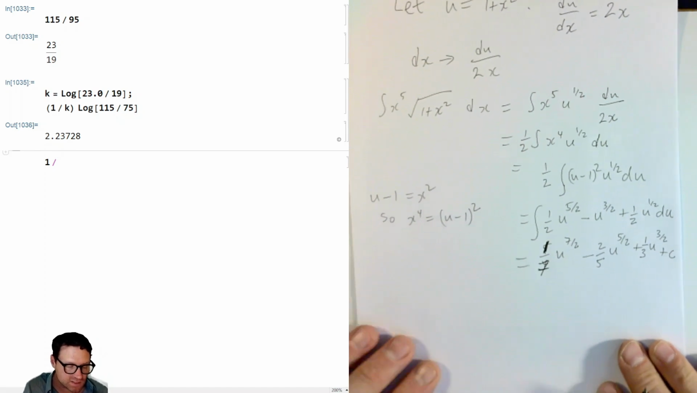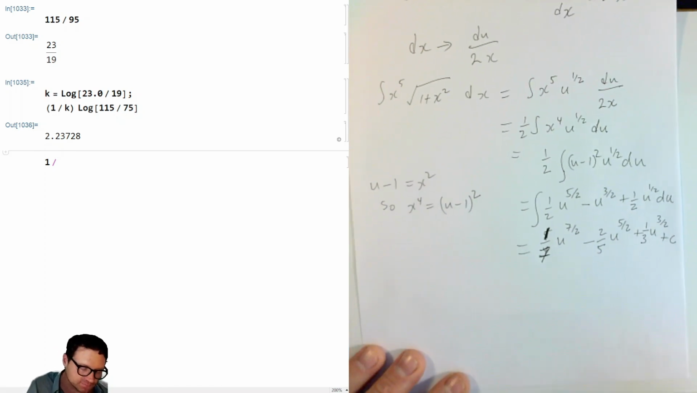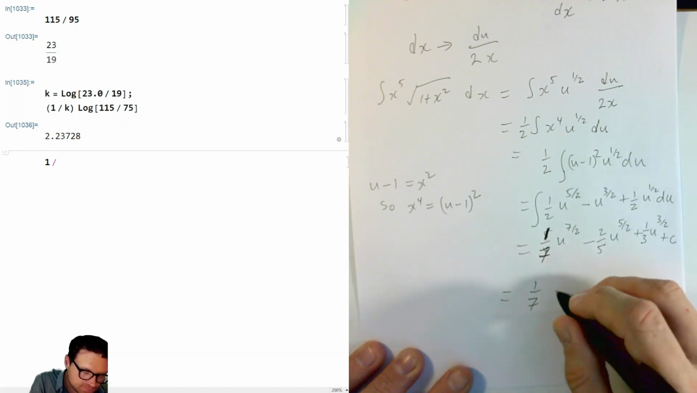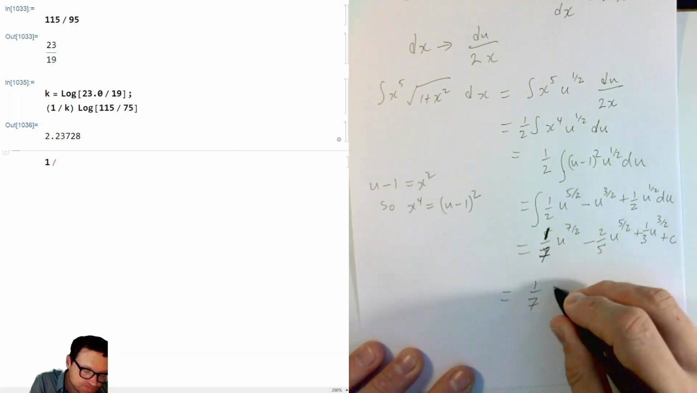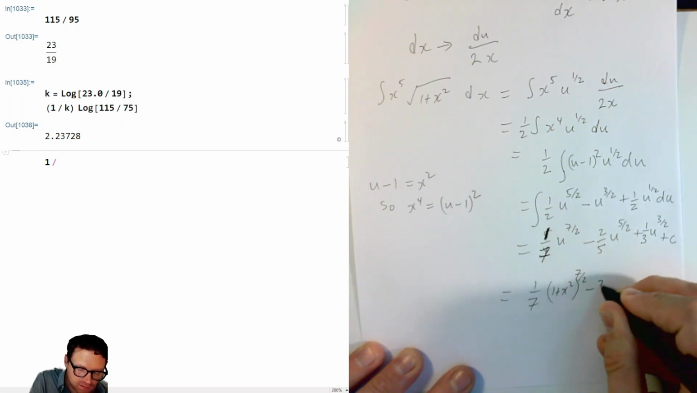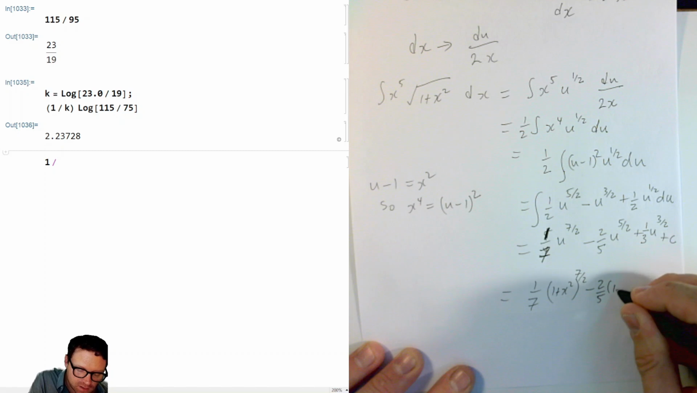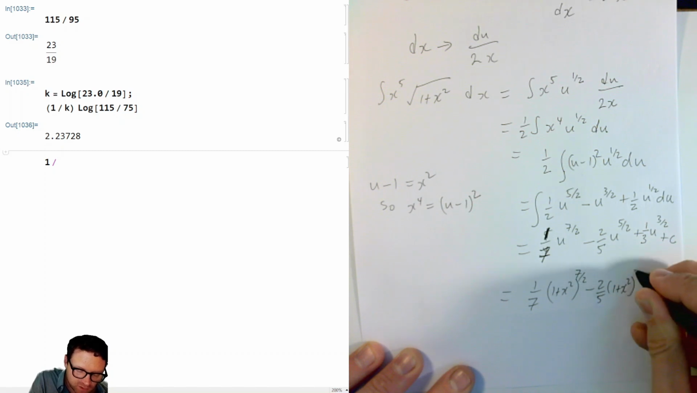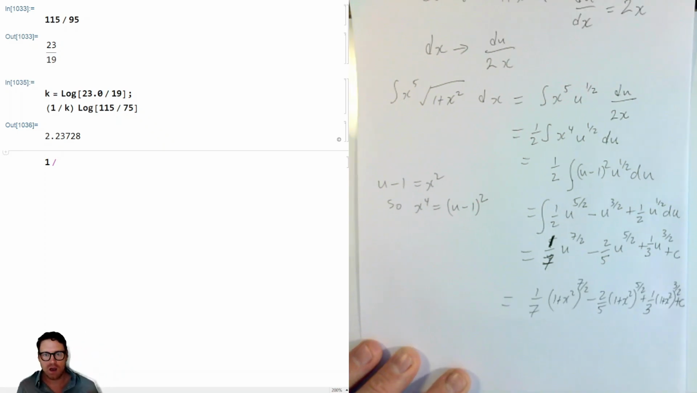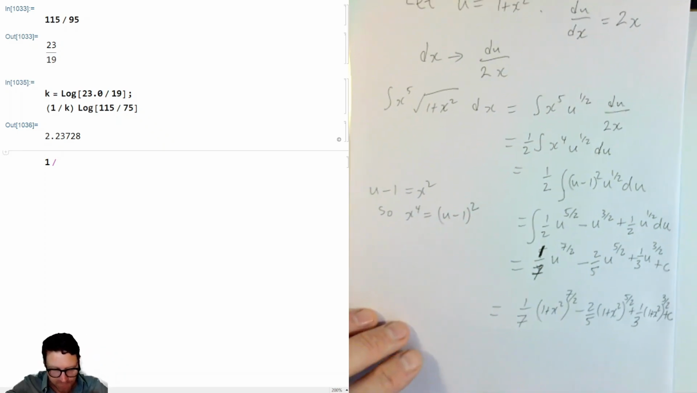Now, u was 1 plus x squared. So our integral is 1/7 1 plus x squared to the power of 7 over 2 minus 2/5 1 plus x squared to the power of 5 over 2 plus 1/3 1 plus x squared to the power of 3 over 2, and then plus c. Whew. Okay, good.